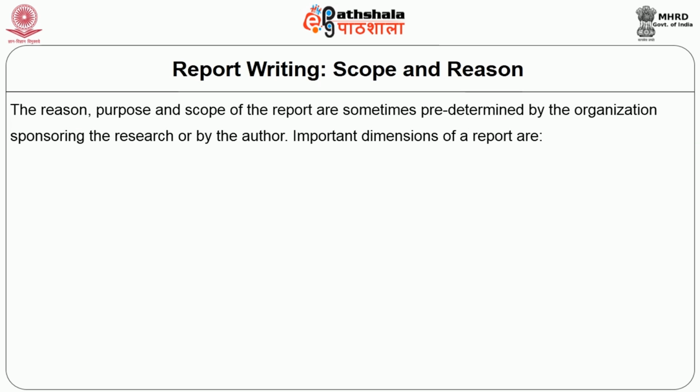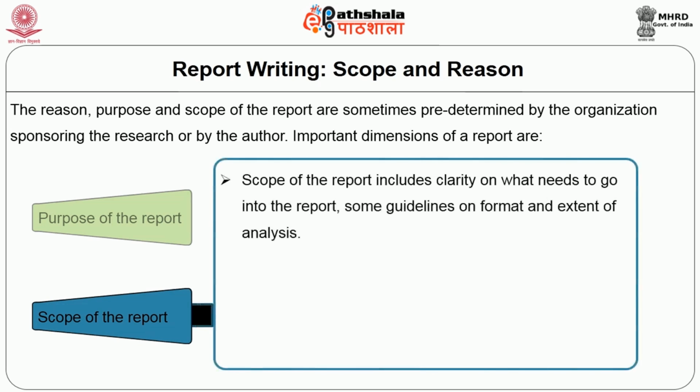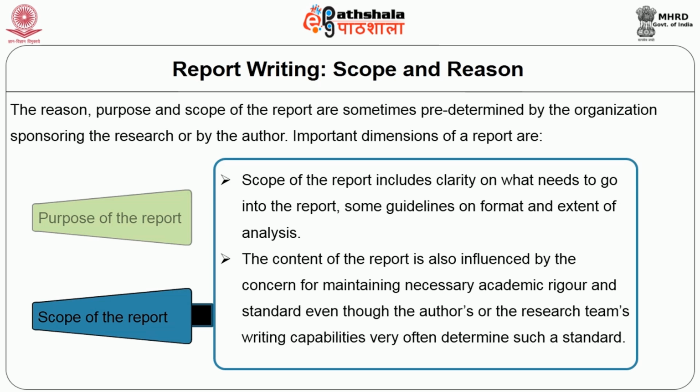The reason, purpose and scope of the report are sometimes predetermined by the organization sponsoring the research or by the author. Important dimensions of a report are thus the purpose of the report and the scope of the report. Scope of the report includes the clarity on what needs to go into the report and some guidelines on the format and the extent of analysis. The content of the report is also influenced by the concern for maintaining necessary academic rigor and standard, even though the author or the research team's writing capabilities very often determine such a standard.